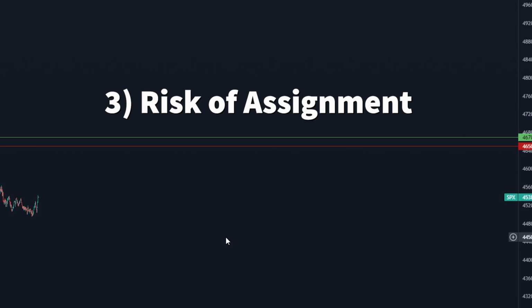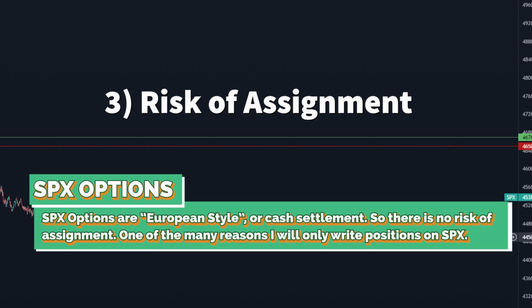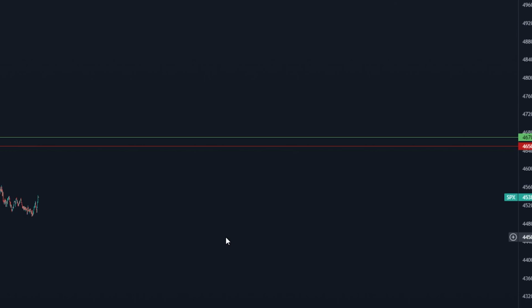However, one of the reasons I trade SPX, one of the many reasons I trade SPX and SPX only on spreads, is that you cannot be assigned. SPX is cash settled, which means there's no assignment of shares on SPX. So once again, one of the many, many reasons that I trade SPX on spreads only is because of that reason.